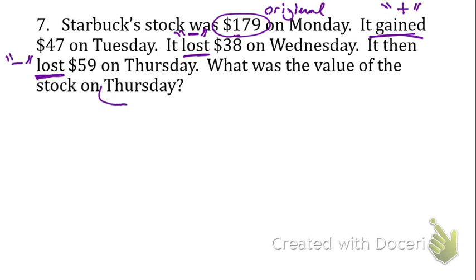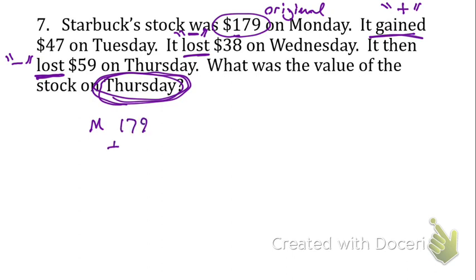And here's the most important part. Pay attention to that day. It might not always be the very last day. I could ask for Wednesday, I could ask for Tuesday. So then the other information is just extra that we do not need. So Monday, we had $179.